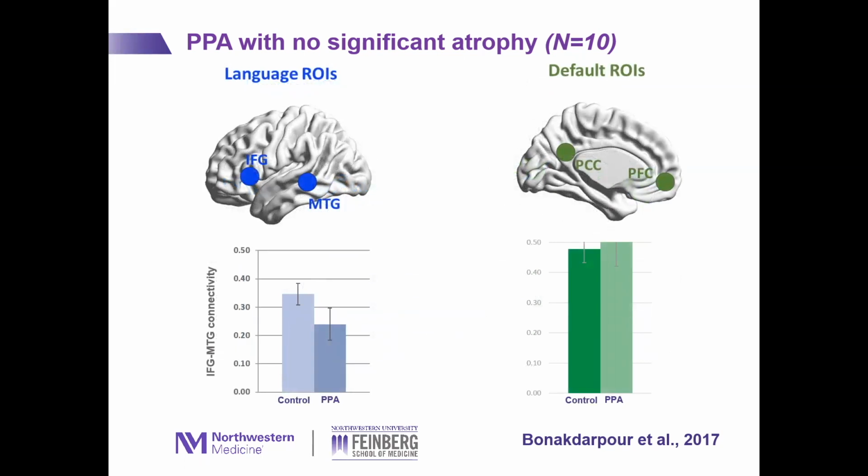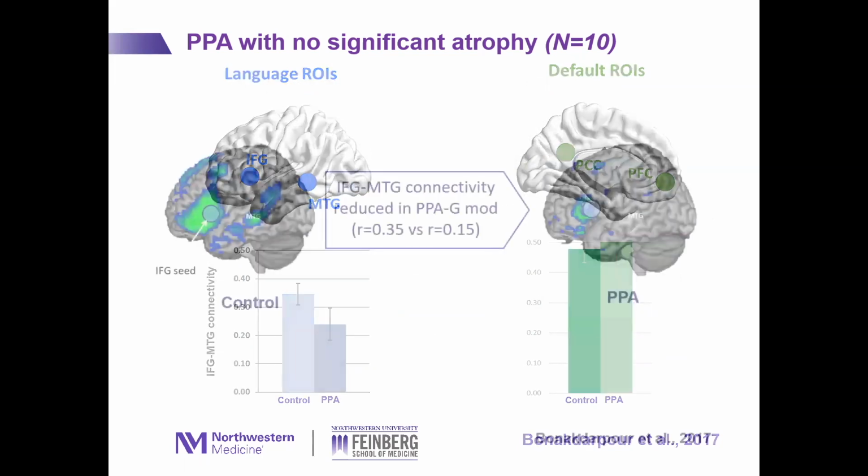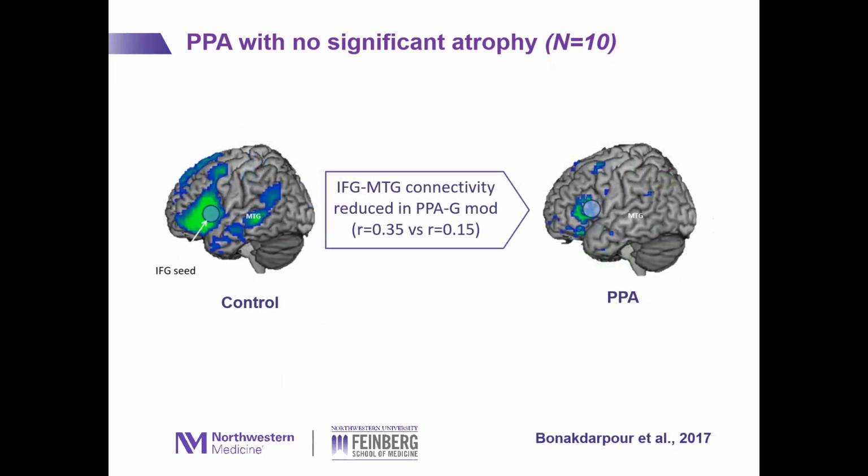And then when we looked at the connectivity between the two nodes, you see that in PPA, the connectivity between IFG and MTG is decreased, but in the default network, it wasn't. So that served as the control. So there's definitely decrease in connectivity in the absence of significant atrophy. And if you did the seed-based analysis, put the seed in the IFG, you see that the connectivity between IFG and the rest of the brain is much decreased. So that kind of tells you what's going on.